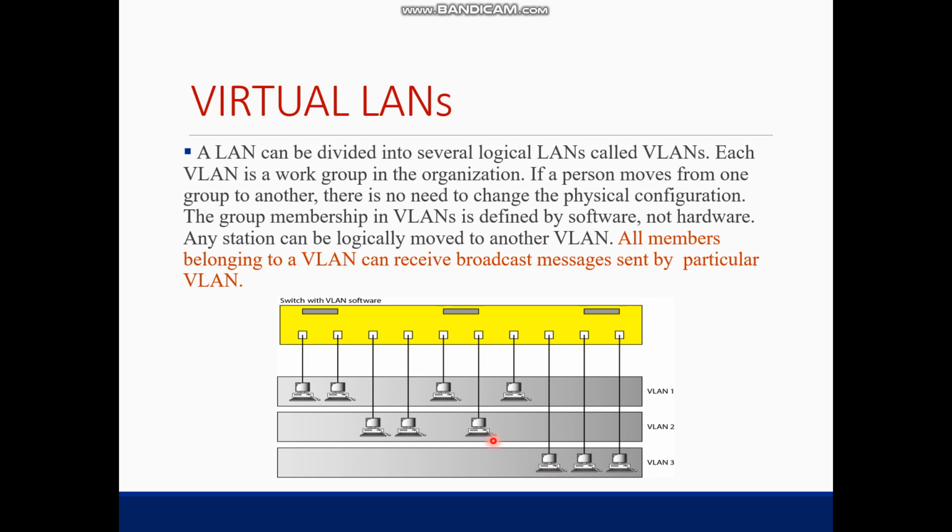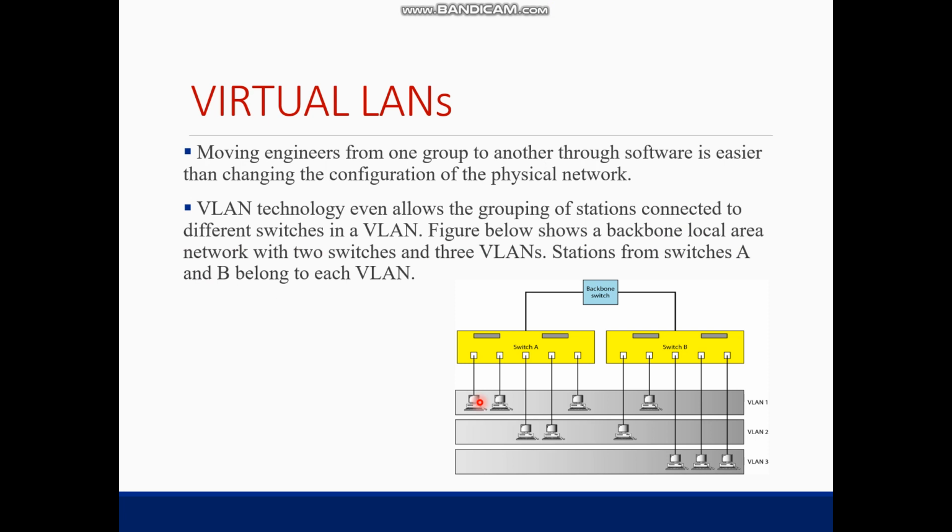So any member or any engineer in each group will receive the same message that is broadcast from another VLAN. For example, an engineer from this VLAN sends a message to that VLAN. If the message is a broadcast message, it is going to be received by all the members, or all the engineers, in that VLAN. So we can say that moving members from one group to another through software is easier than changing the configuration of the physical network, or disconnecting and then reconnecting the cables.